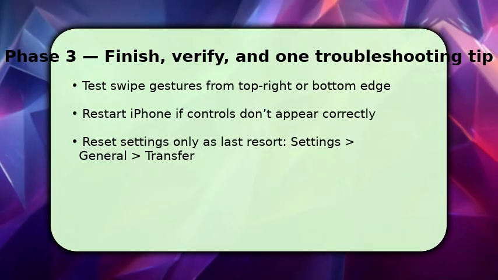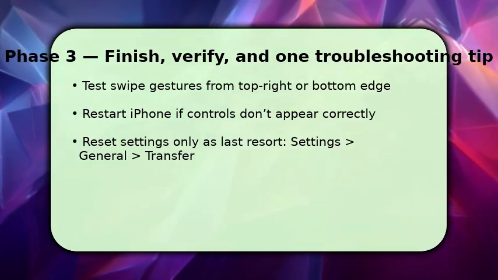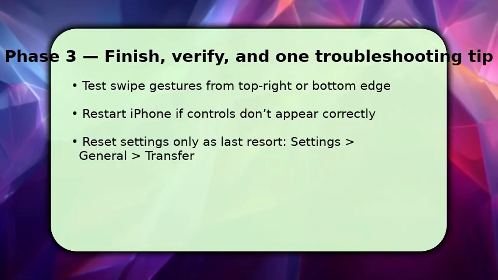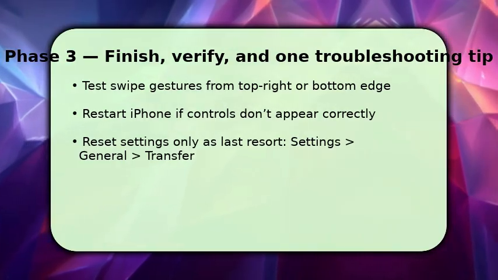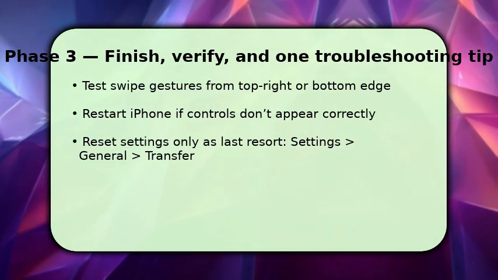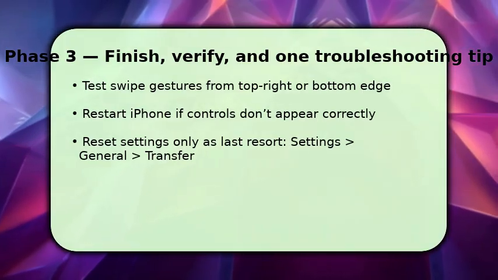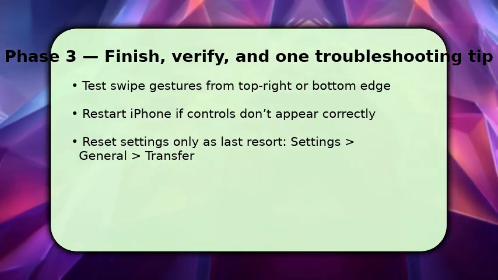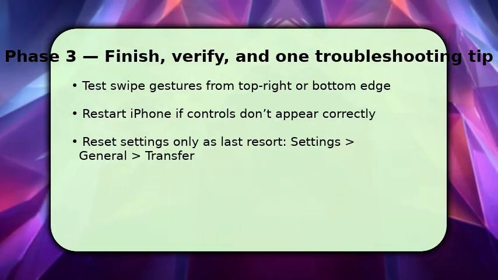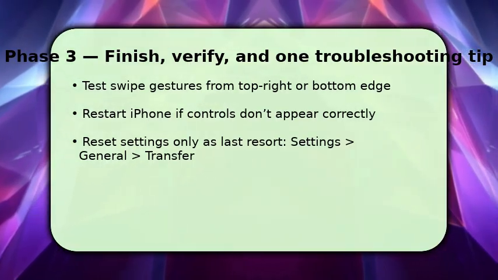If something is missing, restart your iPhone to clear temporary glitches. That often restores normal behavior. If problems persist, check restrictions or screen time settings, and only reset network or all settings as a last resort. This keeps your data intact, but can fix stubborn configuration issues.